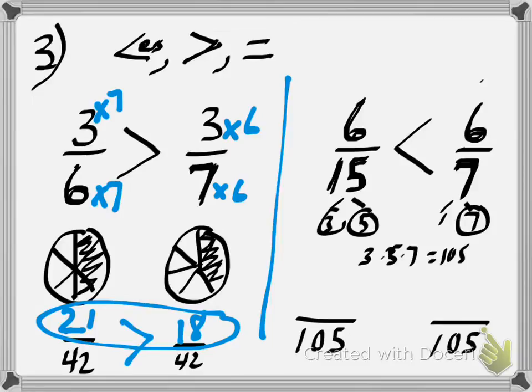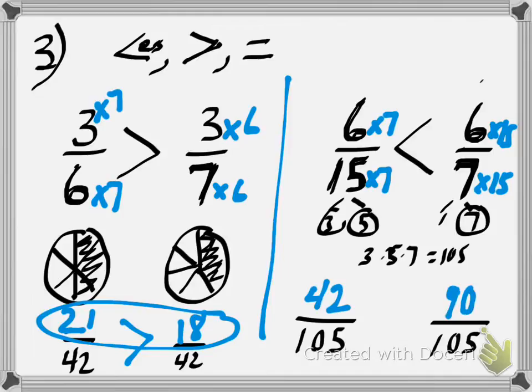And then we'd simply look at 15 times 7 is 105. So 6 times 7 would be 42. And then 7 times 15 would be 105. So we multiply 6 times 15, so we would end up with 90. So therefore, 42 is less than 90. Since we have common denominators, we can just compare the numerators.